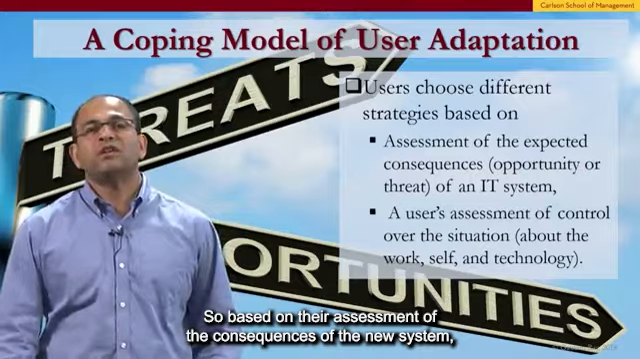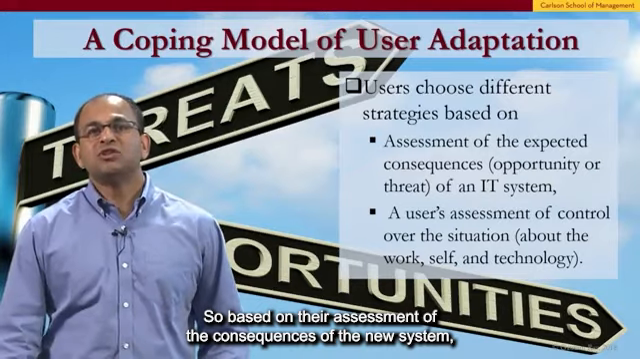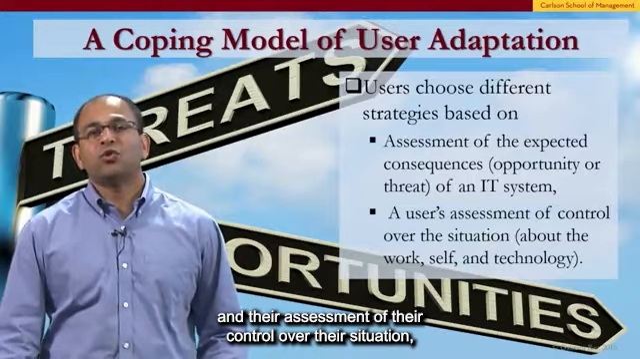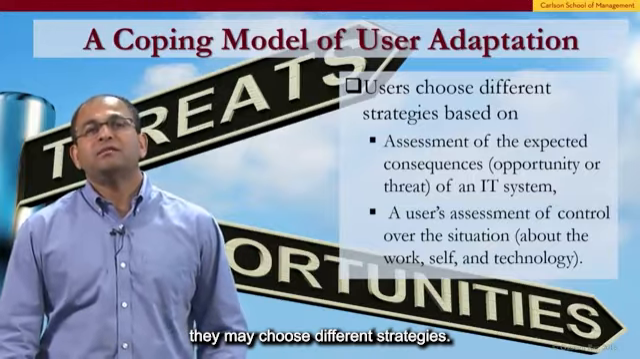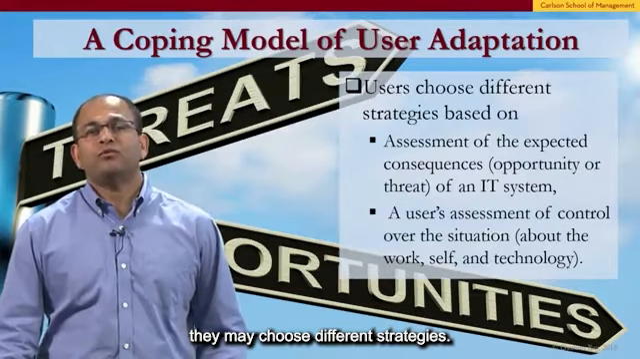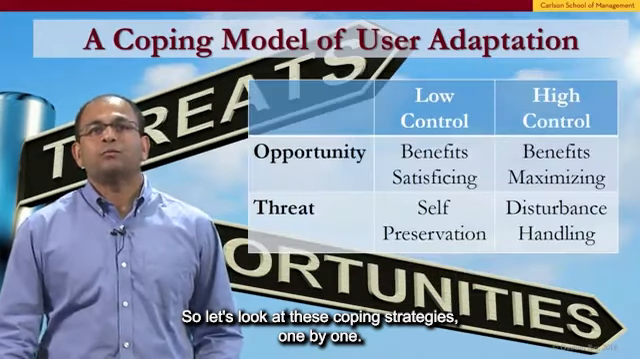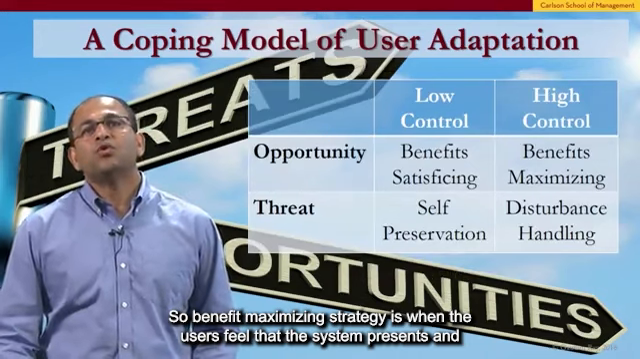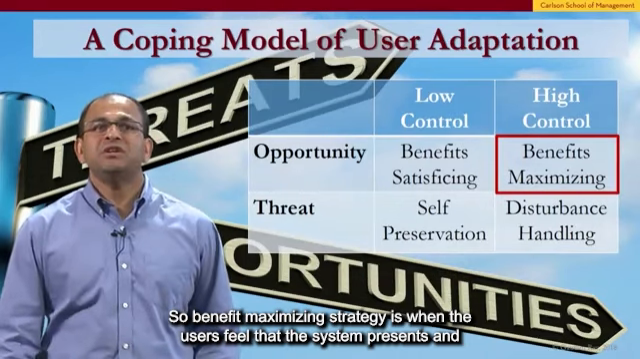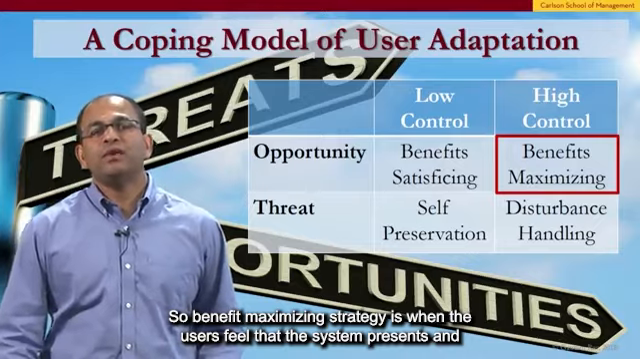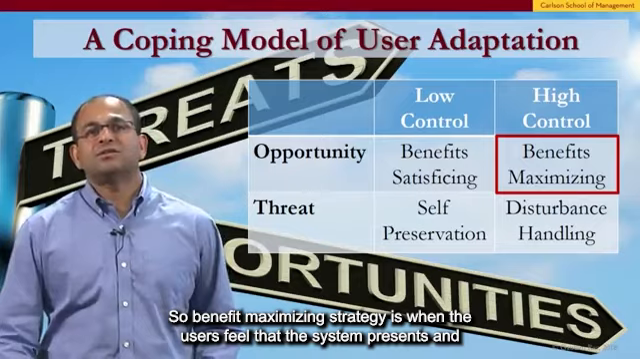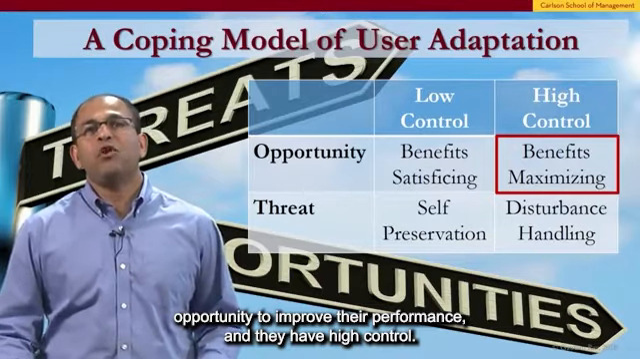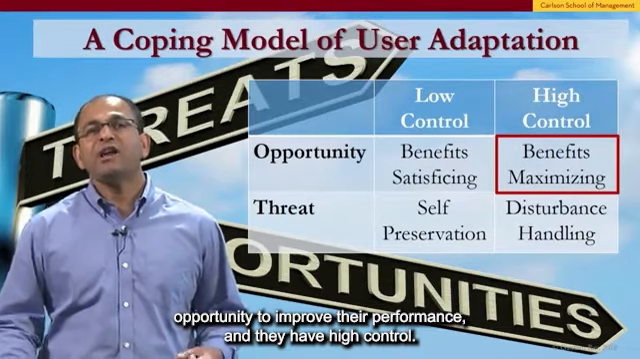So based on their assessment of the consequences of the new system and their assessment of the control over their situation, they may choose different strategies. So let's look at these strategies, coping strategies, one by one. So benefit maximizing strategy is when the users feel that the system presents an opportunity to improve their performance and they have high control.